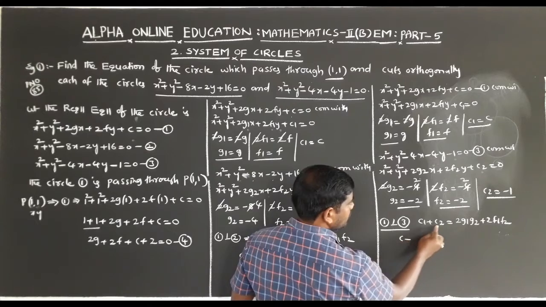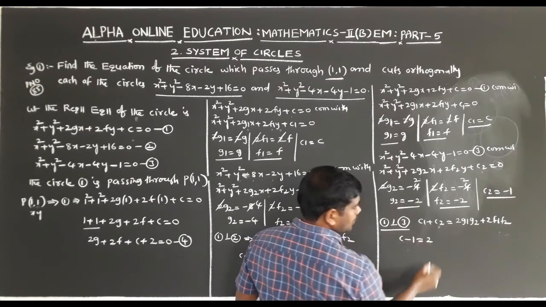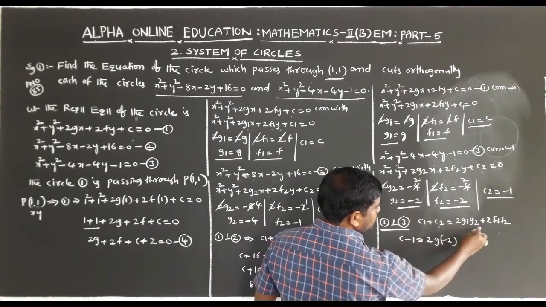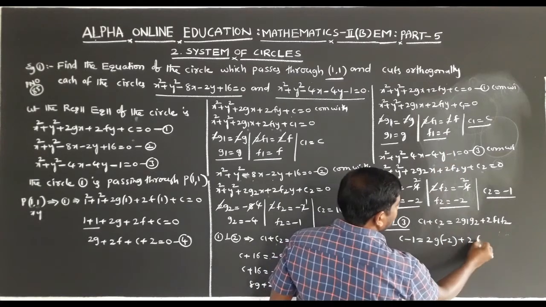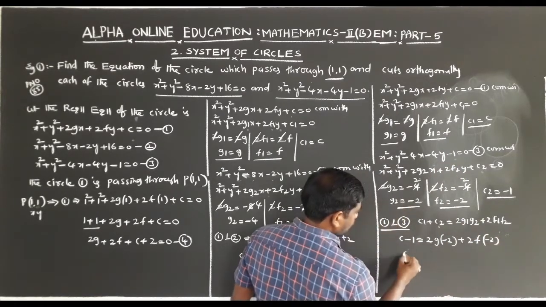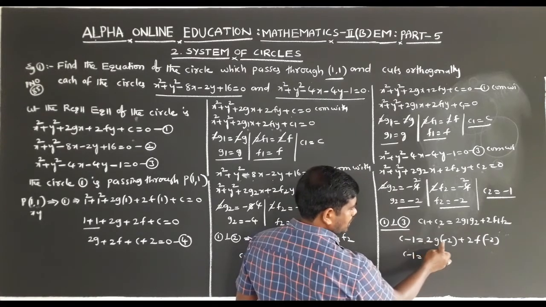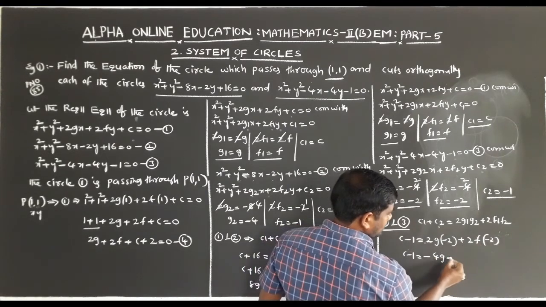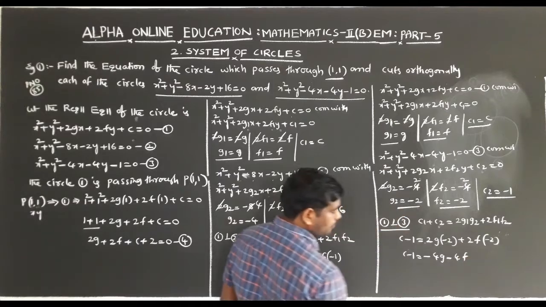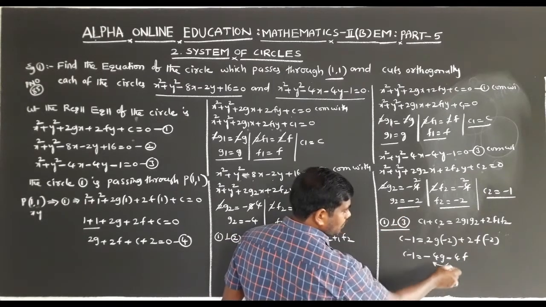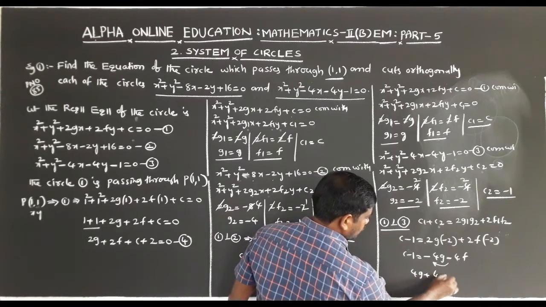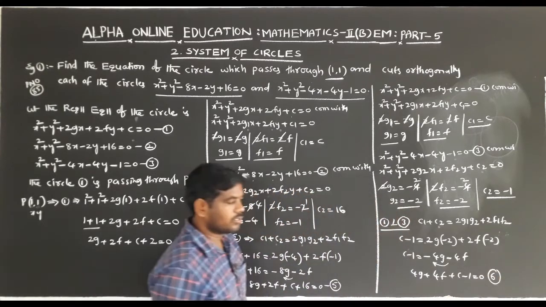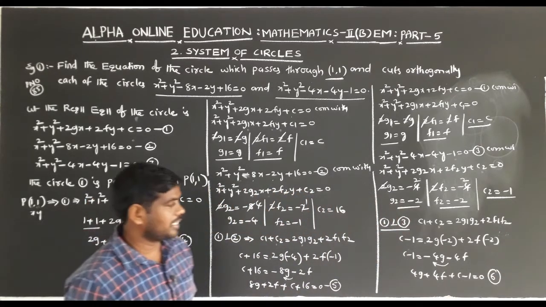c1 plus c2, minus 1, is equal to 2 into g1 g2, minus 2, plus 2 f1 f2, minus 2. So minus 1 is equal to plus into minus, minus 2, 2 twos are 4g, plus into minus, minus 2, 2 twos are 4f. Taking minus 4g minus 4f to the left side: 4g plus 4f plus c minus 1 is equal to 0. This is the condition number 6.